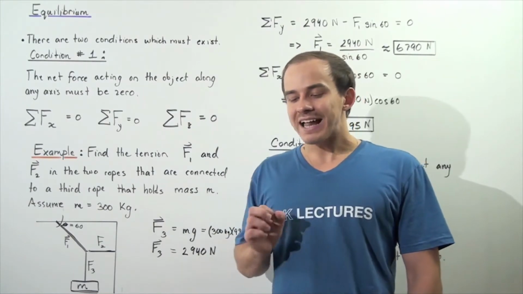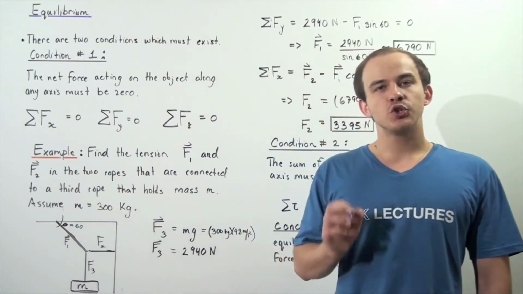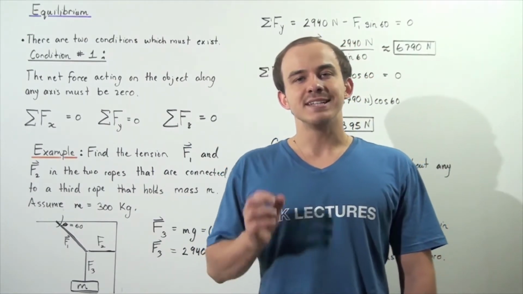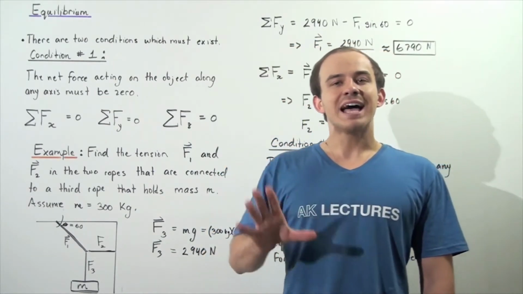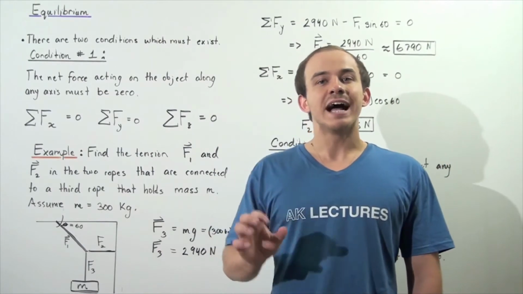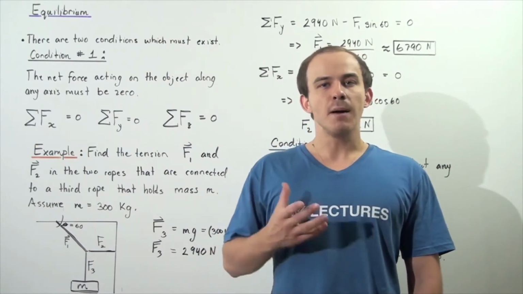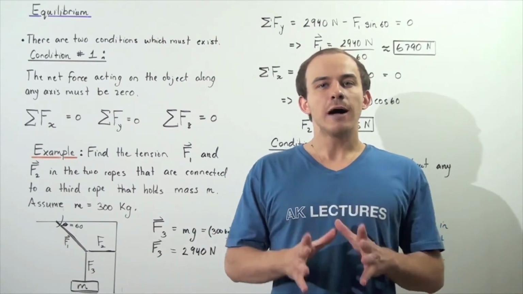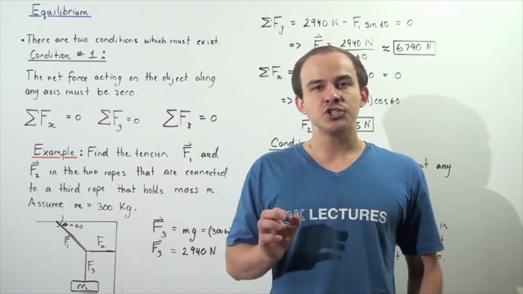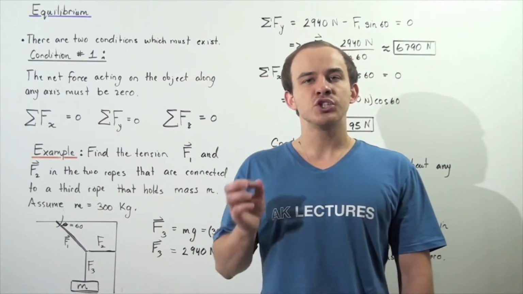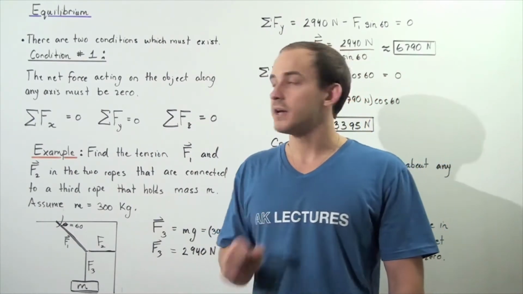Now, what exactly does it mean for an object to be in static equilibrium? Whenever an object is in static equilibrium, that object is at rest. It's not moving along an axis, and it's not rotating about any axis. The object is completely stationary. So, two conditions are required for an object to be in static equilibrium.